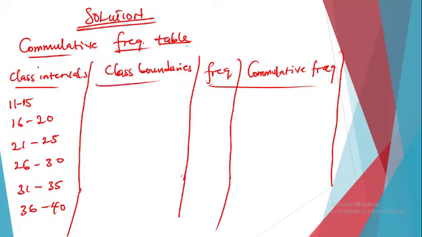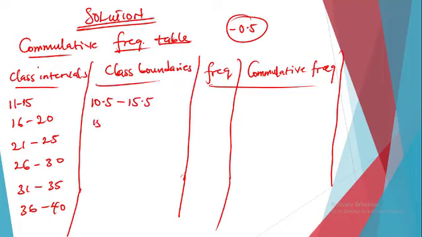Then we have our class boundaries. You know how we find that? You subtract 0.5 from the figures here. So we have 11 minus 0.5 to give us what? 10.5 to 15 plus 0.5, which will give us 15.5.